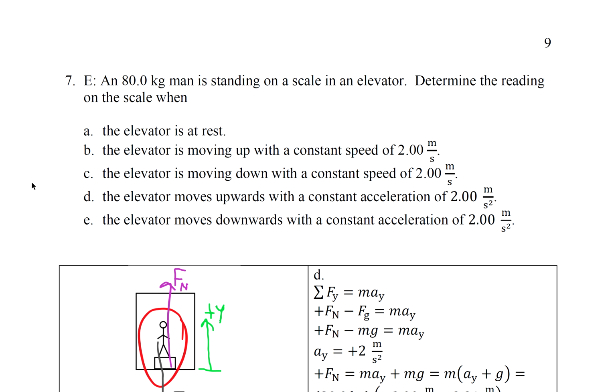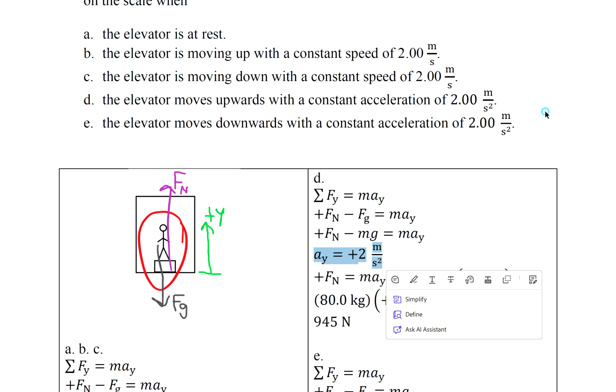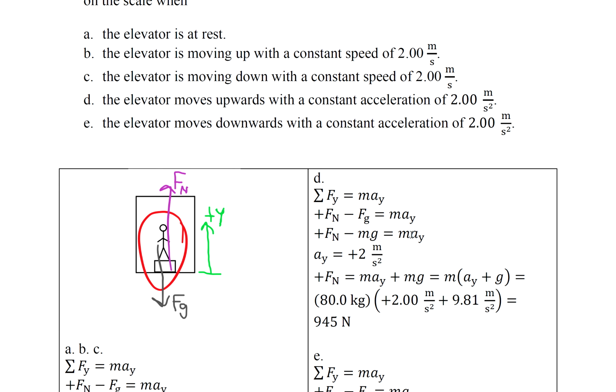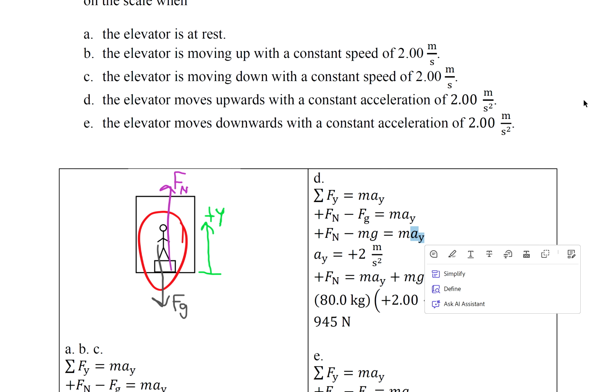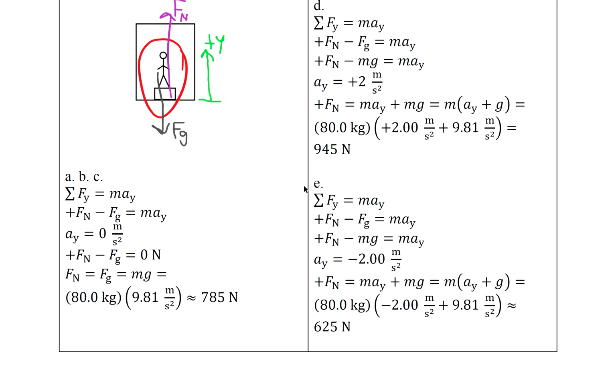Things get different with part D. The elevator moves up with a constant acceleration of 2, so acceleration is plus 2. We're going to plug that into this equation here. So plus force normal equals m times (a sub y plus g). We get 945 newtons.